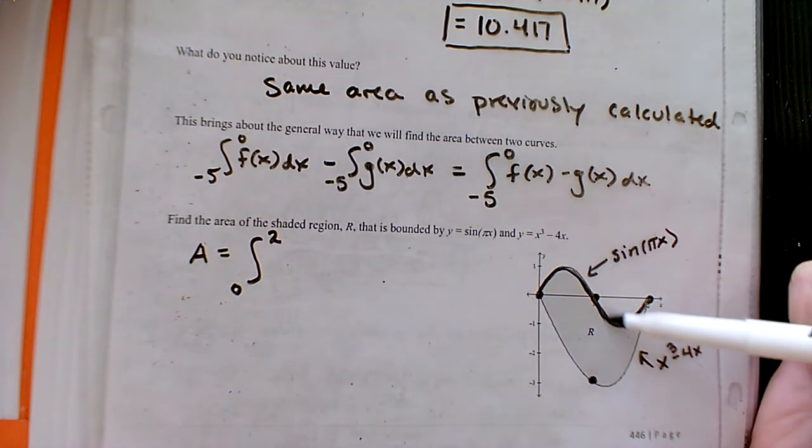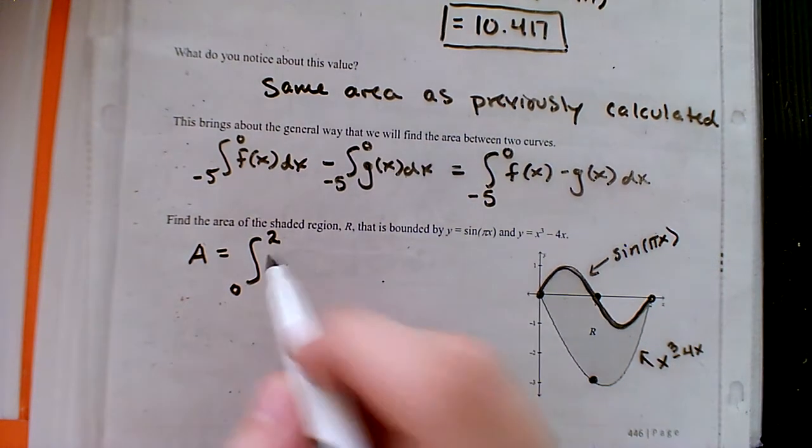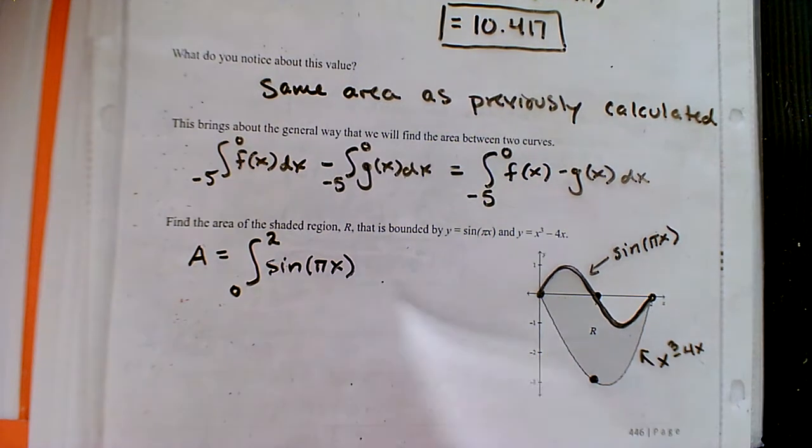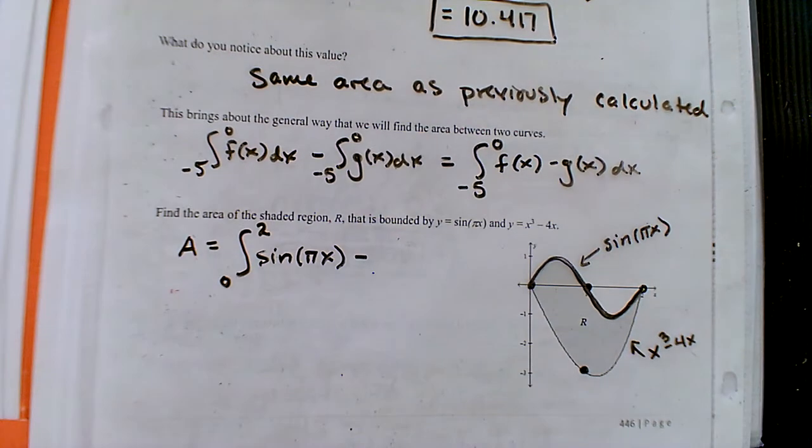Our top function we labeled was sine of pi x. And that means we would have to subtract the bottom function. This is very similar to that first fundamental theorem. Remember how we do top minus bottom for the bounds? It's kind of the same concept. We do top function minus bottom function to help us figure out that trapped area.